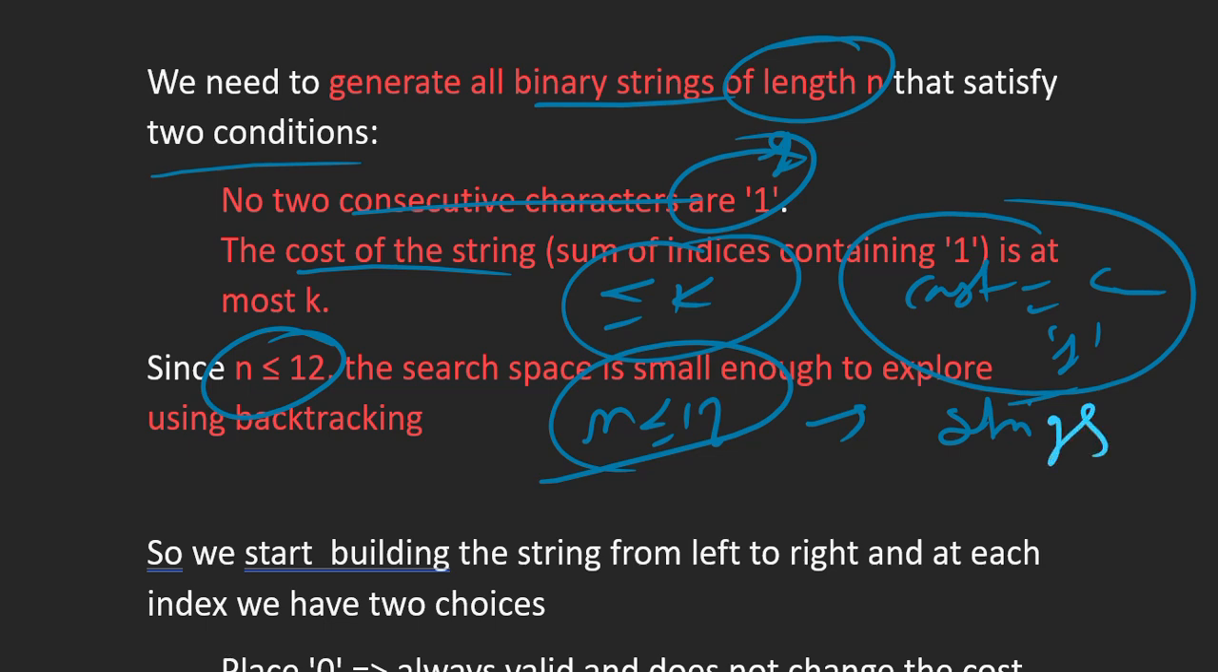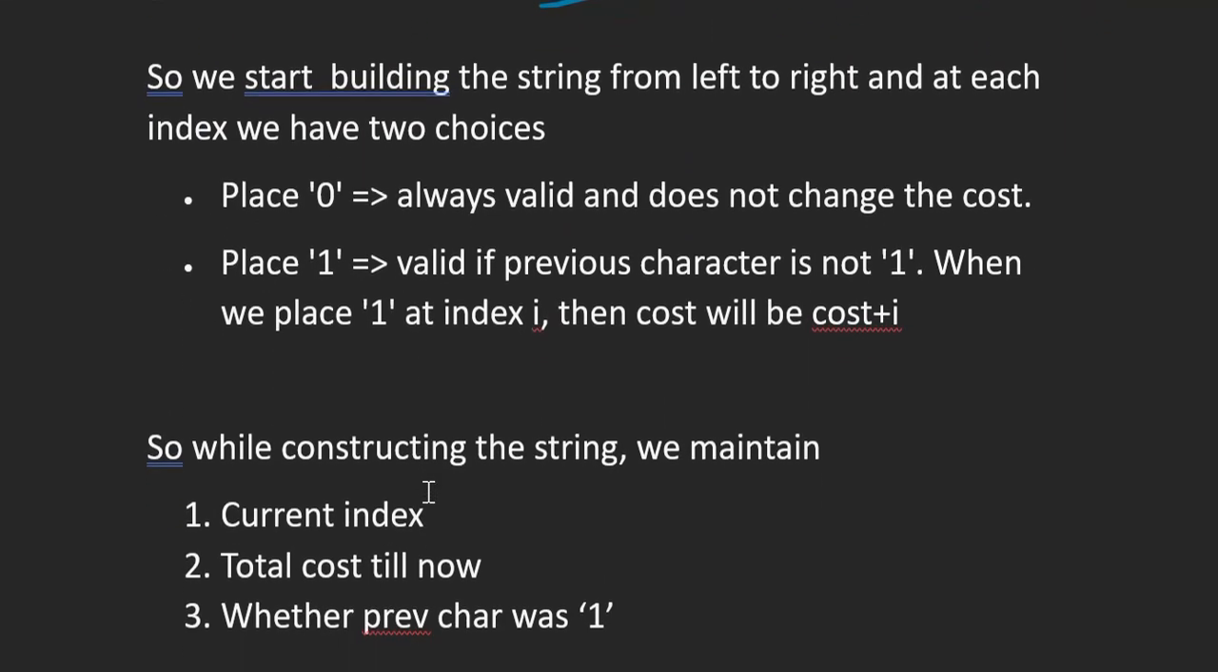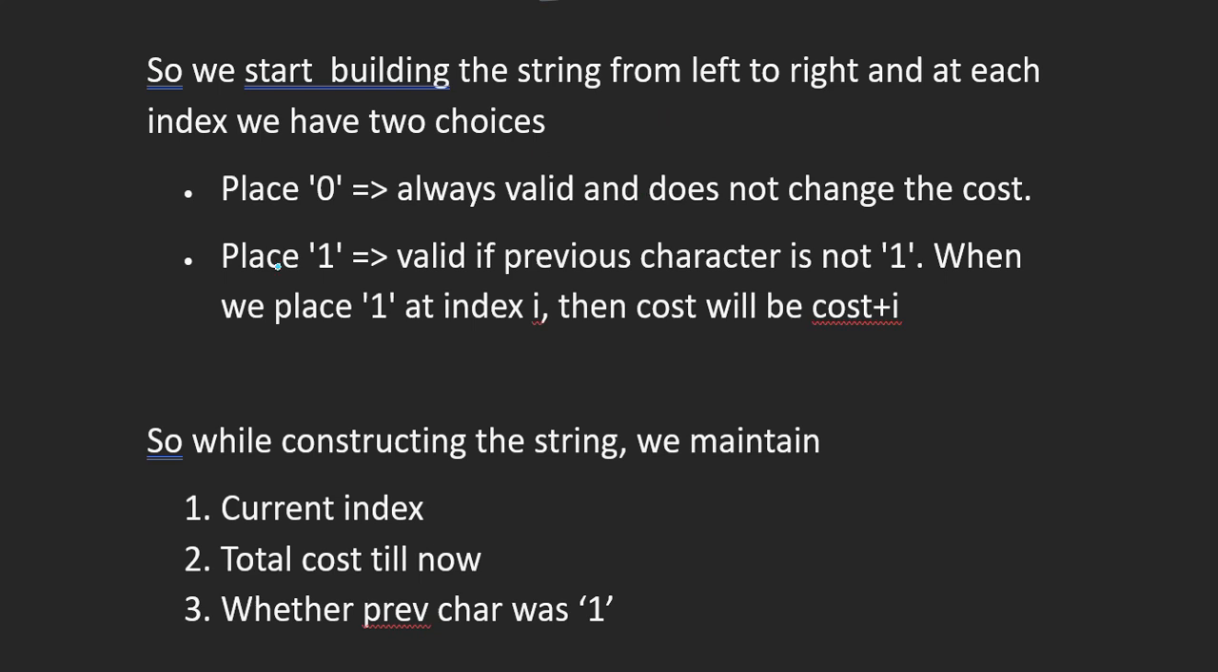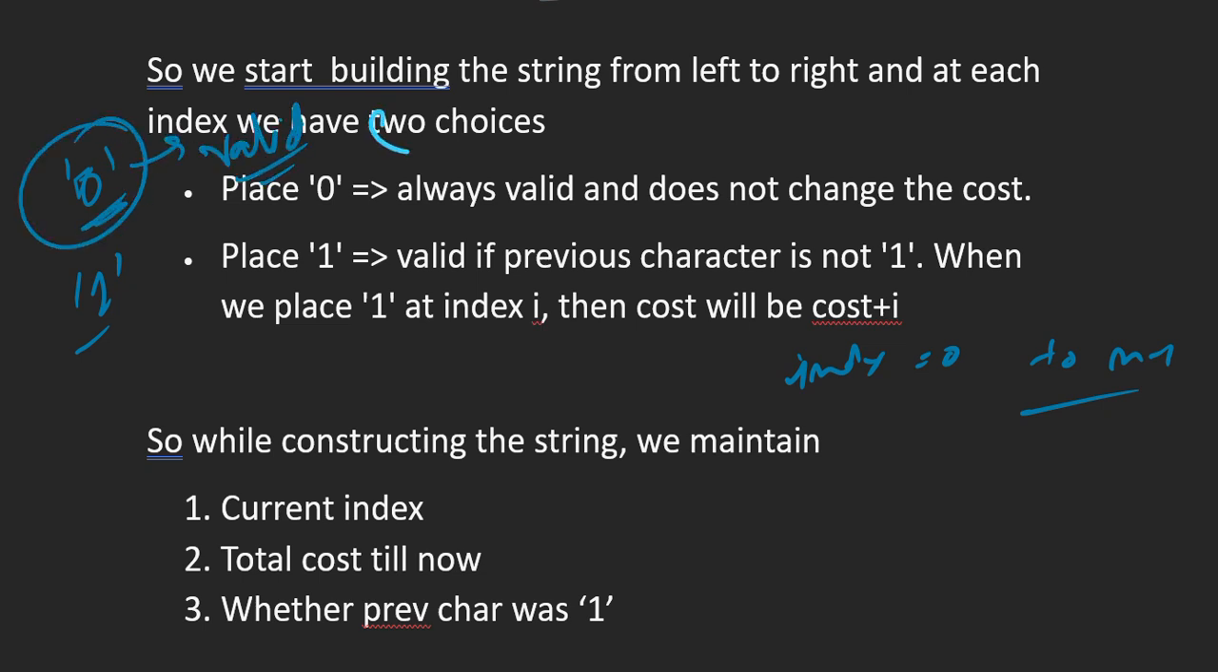So we explore all the strings using recursion and backtracking, right? We start building the string from index number 0 to n minus 1, and at every index we have two choices: either we can put a character 0 or we can put a character 1. If we put a character 0, there is no condition on that, so it will always be valid. And 0 doesn't increase the cost, so the cost will remain the same.